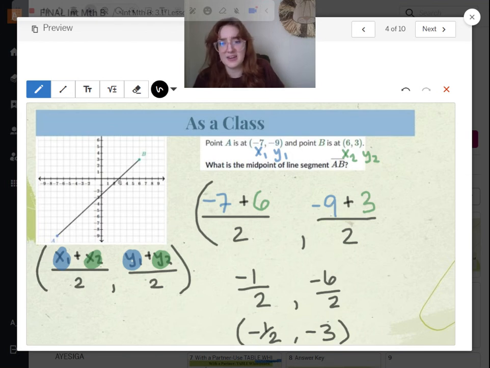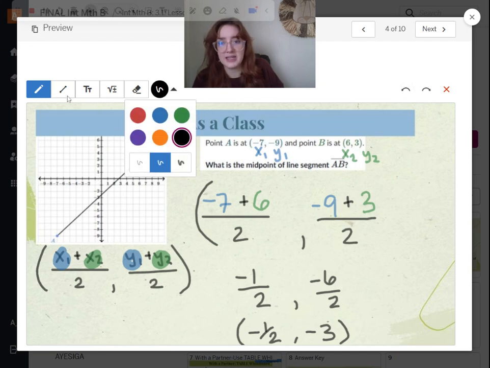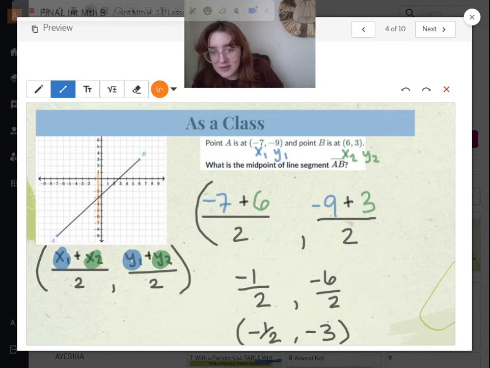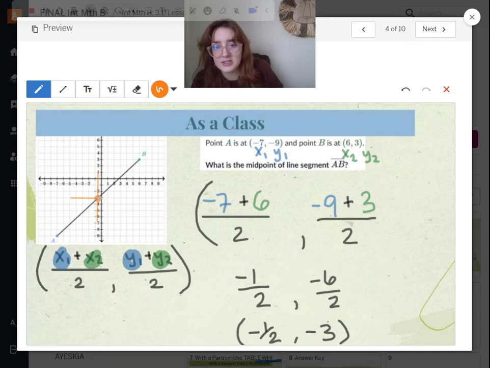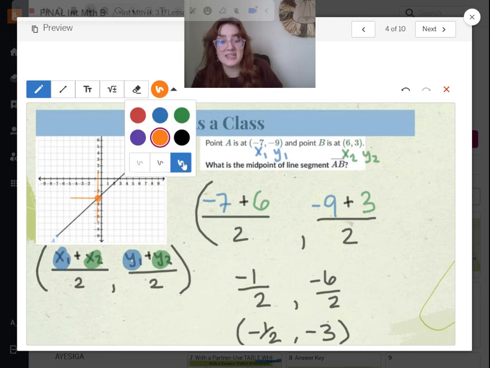So when x is -1/2, let me make that a little bit more clear. When x is -1/2, somewhere along there, y is going to be -3. So where that intersection is, that's going to be our midpoint. That's our middle point, and that's it. They wanted to know what is the midpoint.